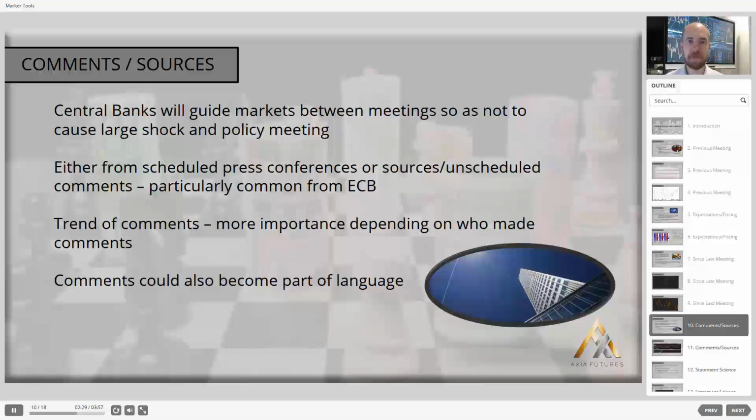Also, the next important thing is you need to be looking at the trend of comments. So how these comments have progressed. Have they got increasingly hawkish, or have they shifted from hawkish to dovish? And also, who's made these comments? A comment from the head of the central bank is going to be a lot more important than from one of the lesser members. And what you need to do is build up a knowledge of these members, so you know about their character in terms of their likelihood to speak, but also how important they are within the central bank in terms of guiding policy.